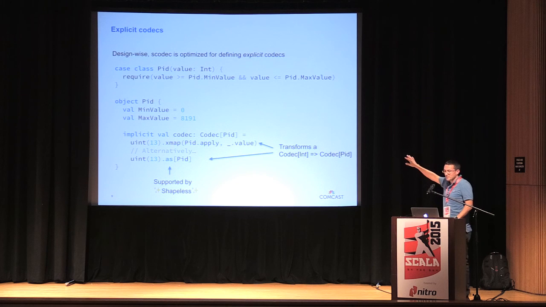So here's a very simple example. There's this data type that appears in the MPEG world a lot called a packet identifier, or a PID. It's really just an integer that's bounded by 0 and 8191.